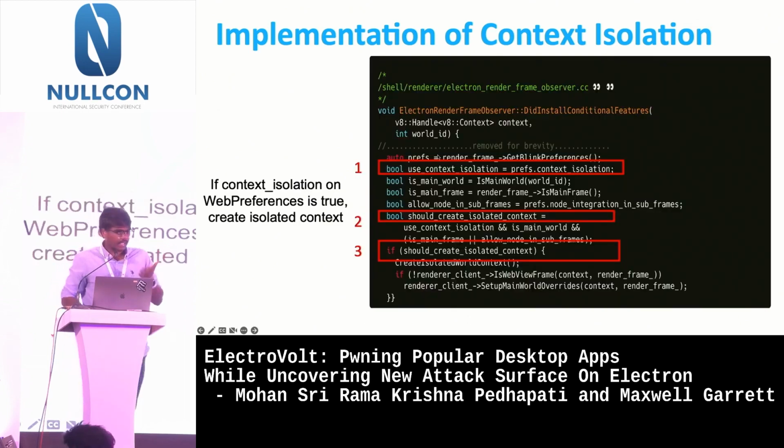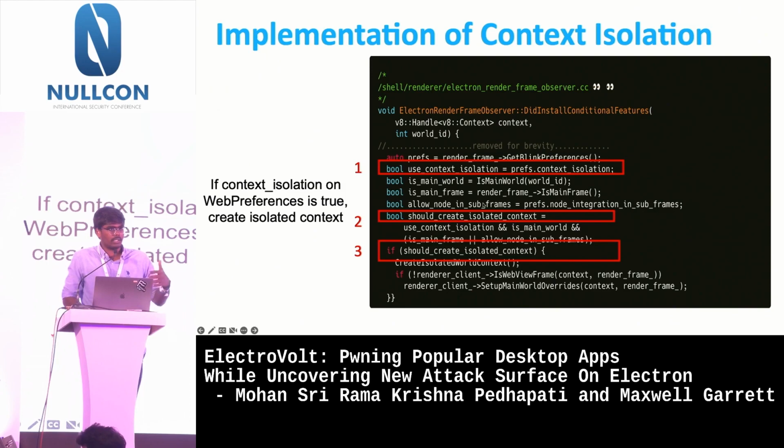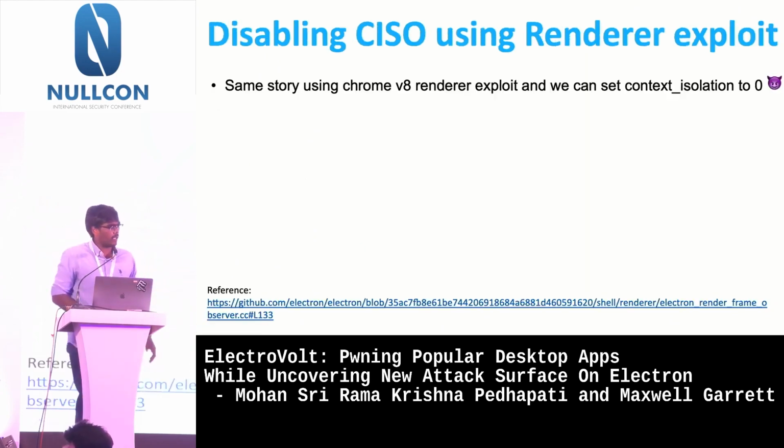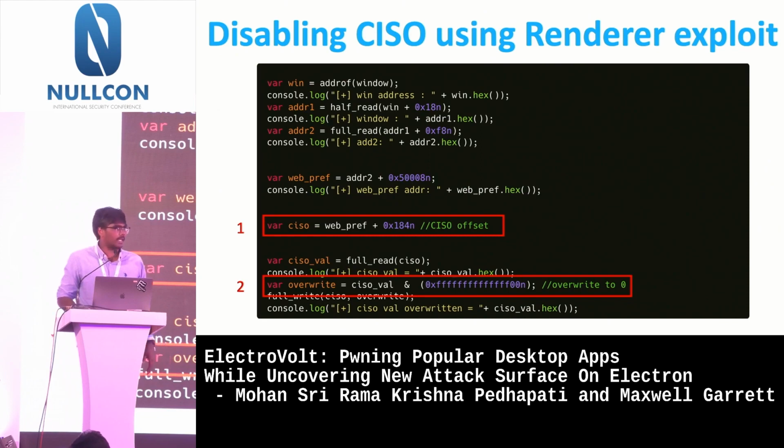What can you do? The check is taking place on the render process. They're checking whether they should create an isolated context or not. So if you can flip this bit, you can just disable the context isolation. Same story: use a V8 exploit and set the context isolation to false. You find the offsets, flip it, and pop the calculator.